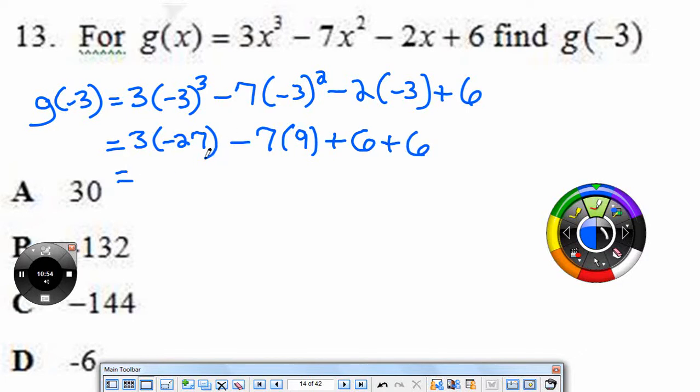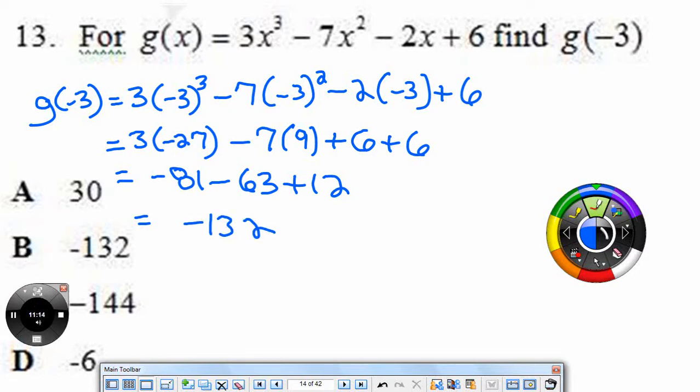So let's keep showing the work. Negative 27 times 3 is negative 81, minus 63, plus 12 when you add these together. Keep going, and we would have negative 132. So this one here, B.